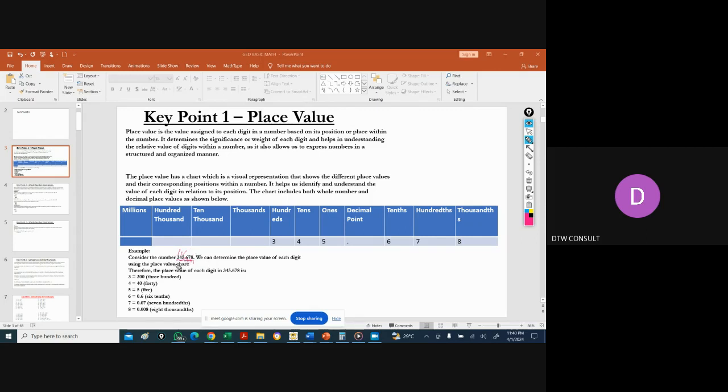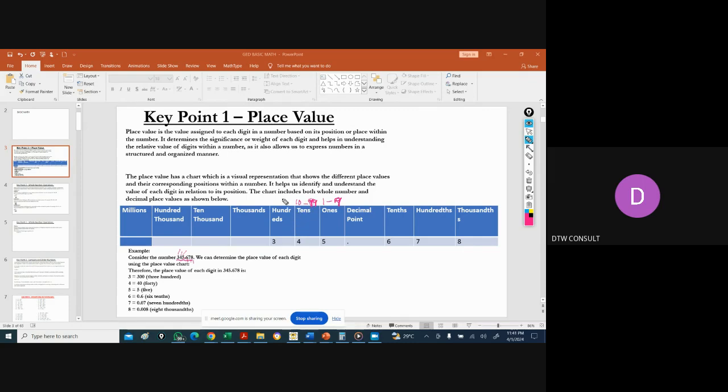The first number immediately before the decimal point has a value of ones, and ones is between 1 to 9. Are you with me? Yes. Then the next number after the ones is called tens, and tens is from 10 to 99. So your 20, 30, 40, 50, 60, 70, 80, 90, they are your tens.